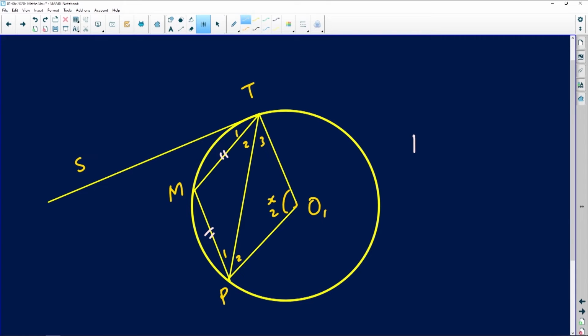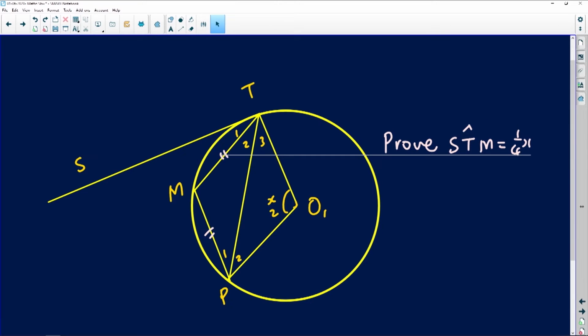The question is the following: we have to prove that angle STM equals a quarter of X. I hope this is visible. Let's move it a bit more to the right so that you guys can see it. So STM equals a quarter of X. That's exactly what we have to prove in this case. This is the typical non-numerical question that you might get in the exam that involves Euclidean geometry.